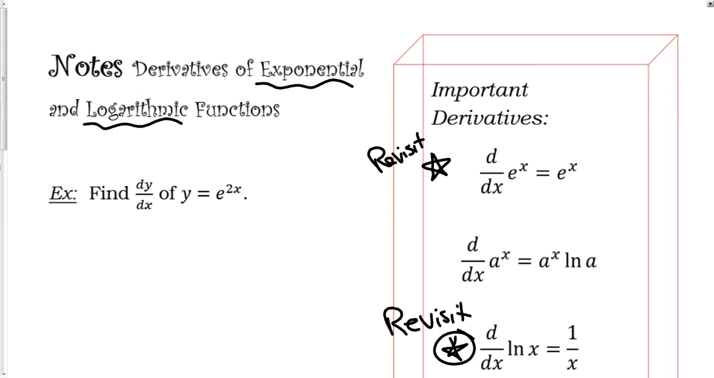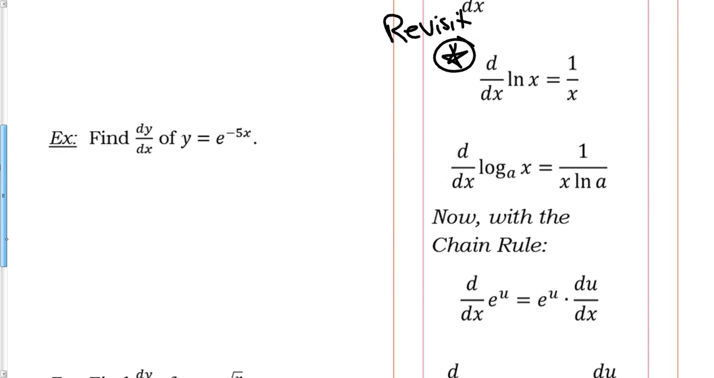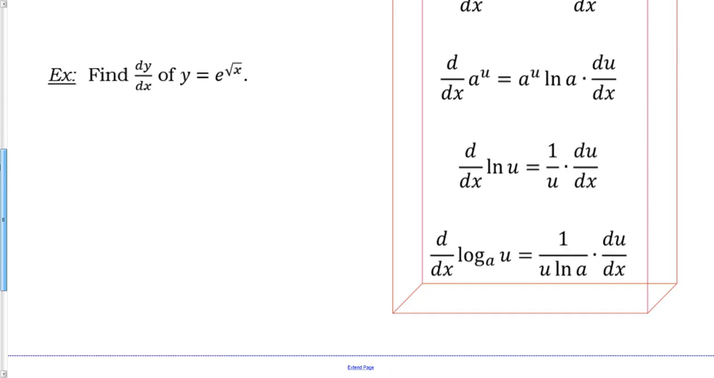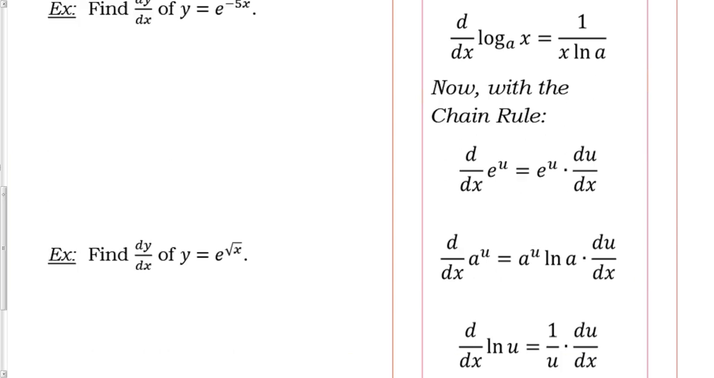Let's scroll down for a moment. And along with that, we have the chain rule, which is how we've actually been using these two derivatives. The derivative of e to the u is e to the u times the derivative of my inside, du dx. And the derivative of natural log of u is 1 over u times the derivative of the inside, du dx.